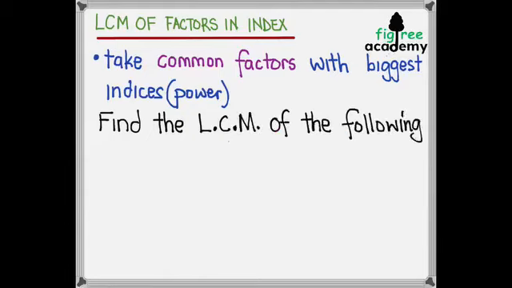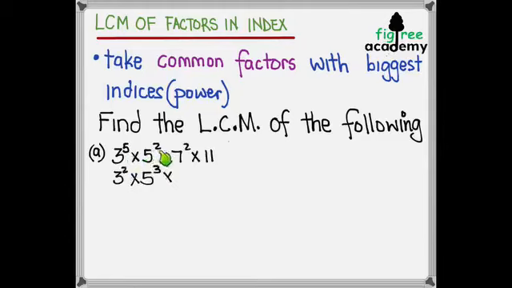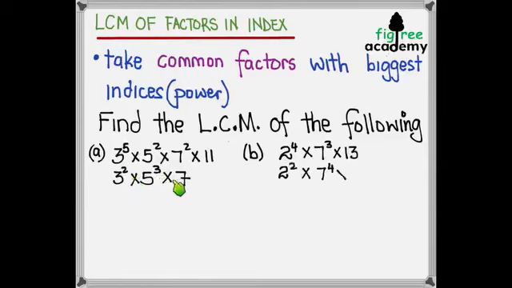So let's look at the following examples. Find the lowest common multiple of the following: 3 to the power 5 times 5 to the power 2 times 10 to the power 2 times 11, and 3 to the power 2 times 5 to the power 3 times 7. So we've taken the same terms so that we express LCM and HCF from the same terms to enable us to see the difference. On number one, what's the solution?